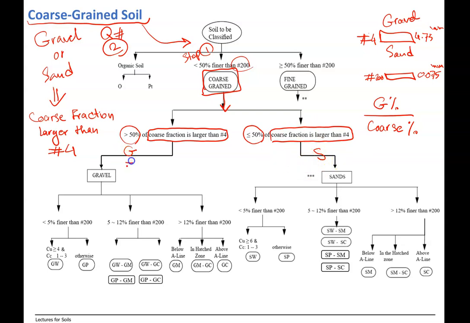So in step 2, for a coarse grained soil, we found our first letter. So either we have a sample that's mostly gravel or mostly sand. And that's step 2. In step 3, we need to describe our gravel or sand. So now we need to move to step 3.